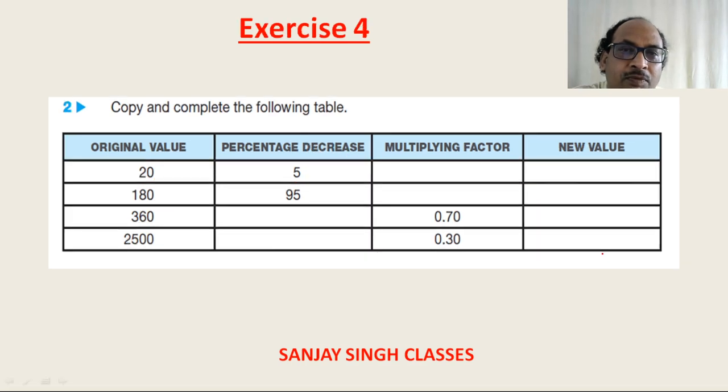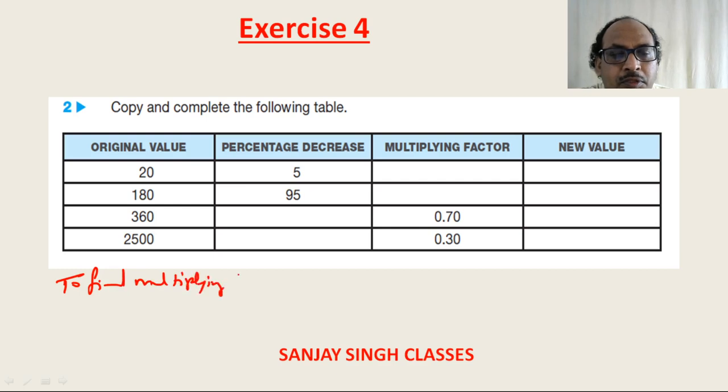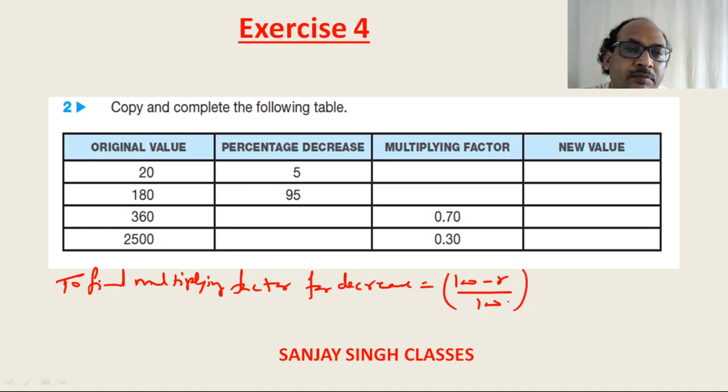Similarly, we will be solving questions related to decrease here. And the formula to find the multiplying factor for decrease is 100 minus r by 100.